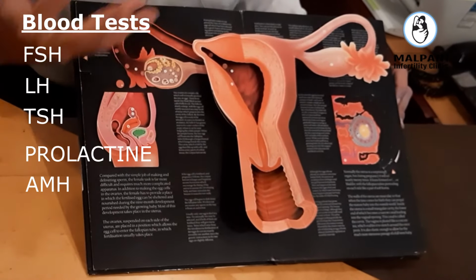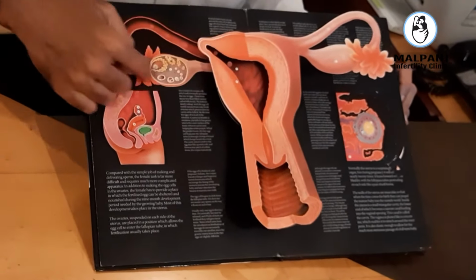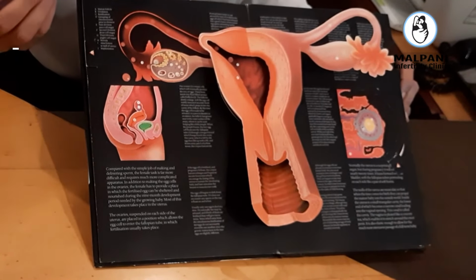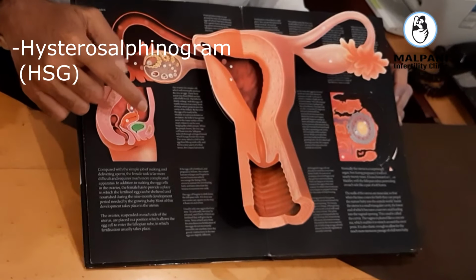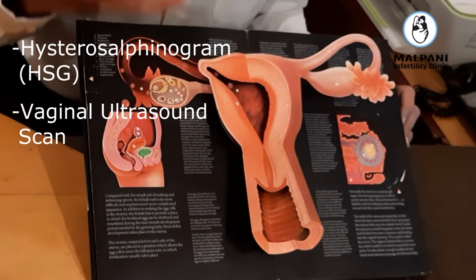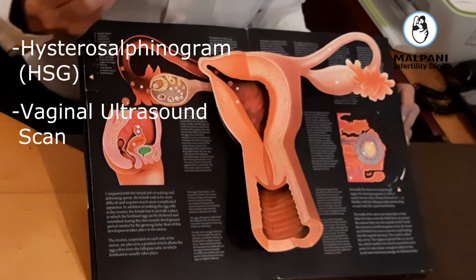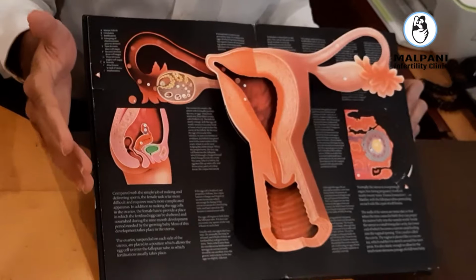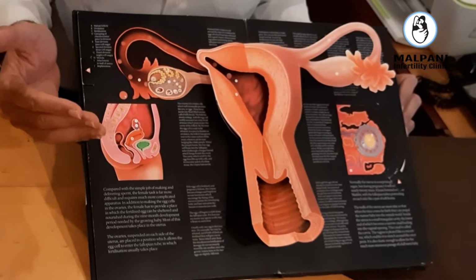And then we need to test whether the uterus and tubes are normal. And the simplest test for this is an HSG or a hysterosalpingogram to test whether the tubes are open, and a vaginal ultrasound scan, which will tell us if there is anything anatomically wrong with the uterus. Once we have all these tests, we can then come to a diagnosis. And once we've come to a diagnosis, we can come to treatment options. And that's what I'm going to be discussing in our next video.